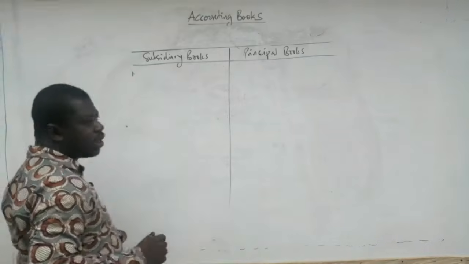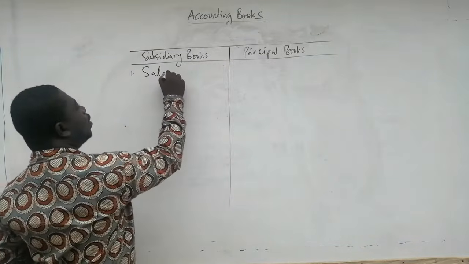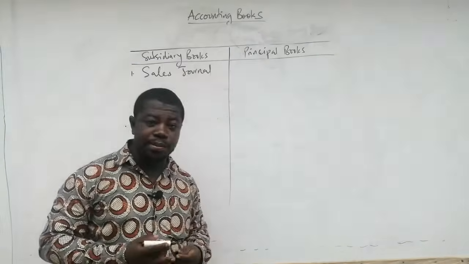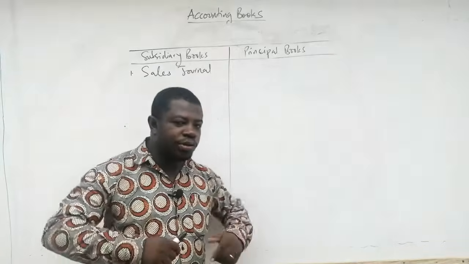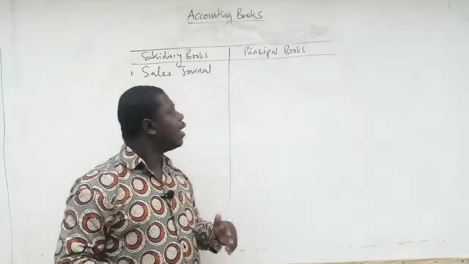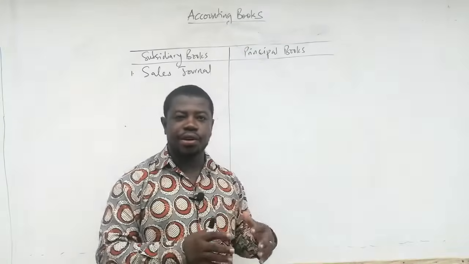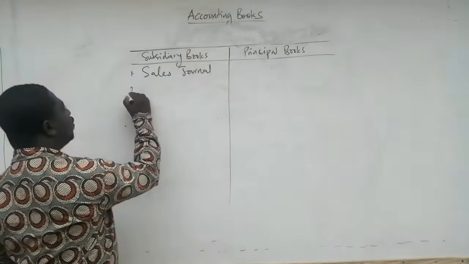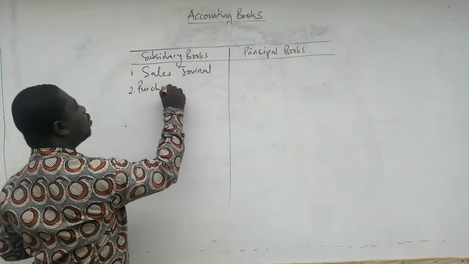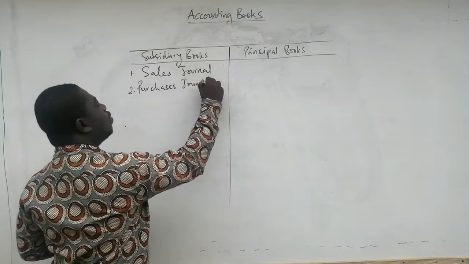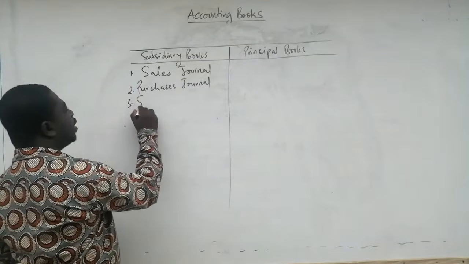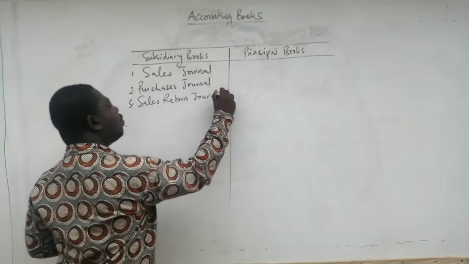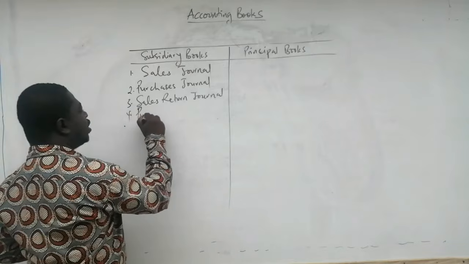For the subsidiary books, we have the sales journal, or what you may call the sales day book. I told you they are called day books because transactions are recorded in them daily, and they are called journals because transactions are recorded chronologically in the order of occurrence. And then we have the purchases journal, the sales returns journal, and the purchases returns journal.